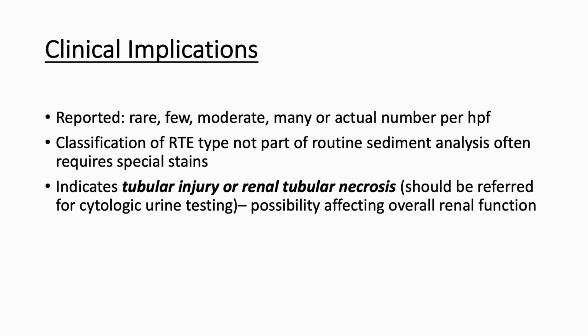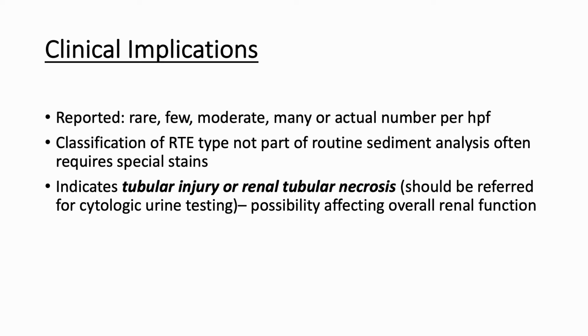So the clinical implication of identifying renal tubular epithelial cells in the urinary sediments would be that these may indicate tubular injury or renal tubular necrosis. So there are different conditions that can cause acute tubular necrosis, and these are exposure to heavy metals, drug-induced toxicity, hemoglobin and myoglobin toxicity, viral infections like hepatitis B, pyelonephritis, allergic reactions, salicylate poisoning, transplant rejection, or even malignancies.